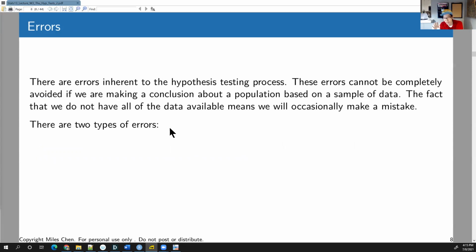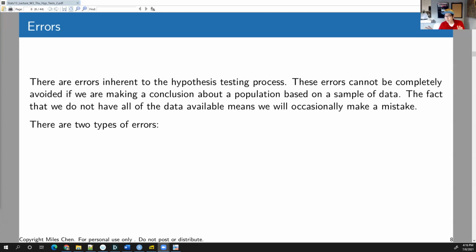Now, when you do hypothesis testing and you do statistical inference, whatever it is, anytime you're trying to make conclusions about the population based on only a sample, there are errors that are just inherent to the process, okay? We cannot completely avoid these possible errors just because we are making a conclusion about the entire population based on only a sample, right?